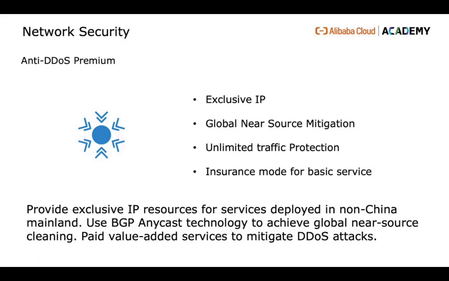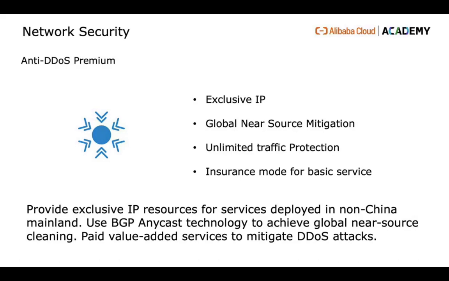Anti-DDoS Premium has the following features: global DDoS mitigation. Anti-DDoS Premium integrates capacities of all Alibaba Cloud scrubbing centers over the world as protection resources by using Anycast technology. With distributed technology, Anti-DDoS Premium automatically diverts DDoS attack traffic to the scrubbing center nearest to the attacking source for mitigation.